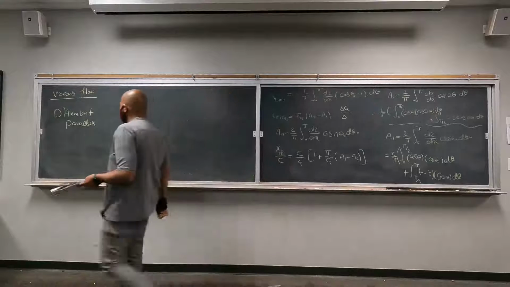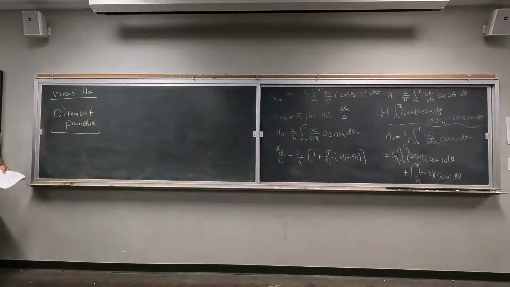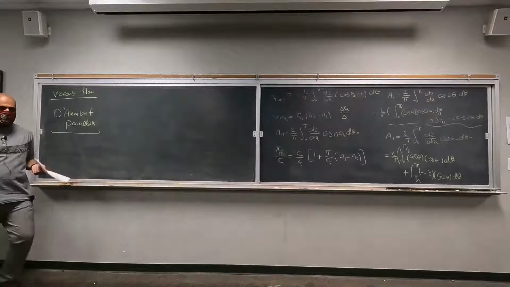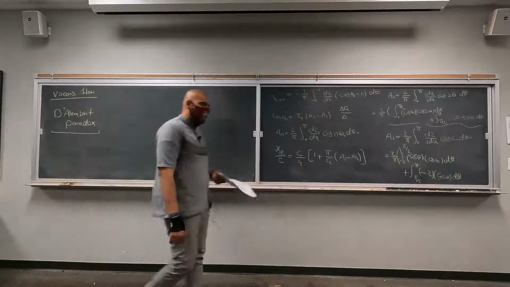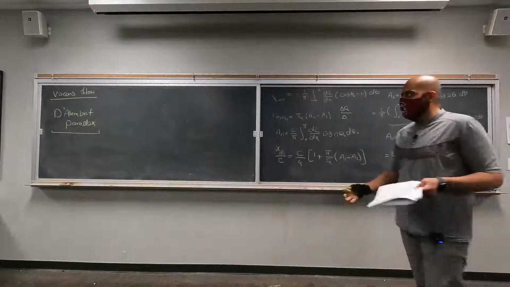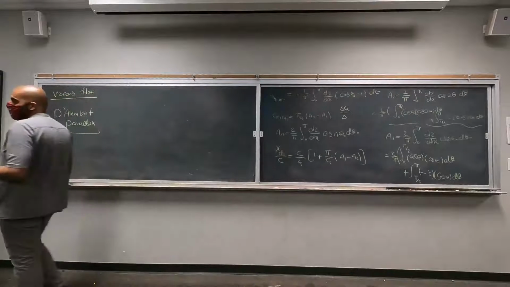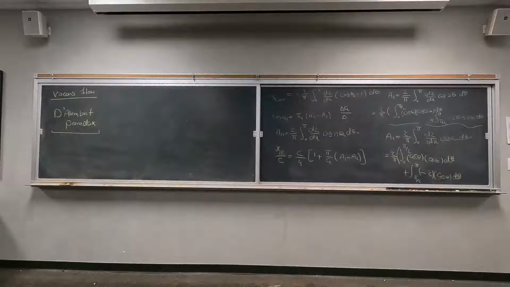This was first observed by D'Alembert in the late 18th century. He was a French mathematician, and that's why the paradox itself is called the D'Alembert paradox. So in order to have a better understanding of the drag, we need to include the effects of viscosity, okay?